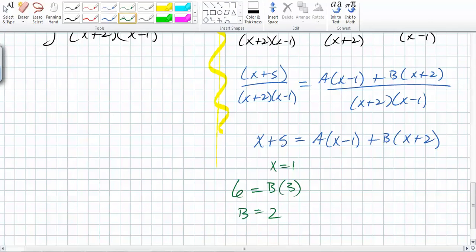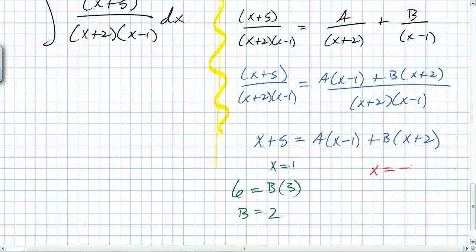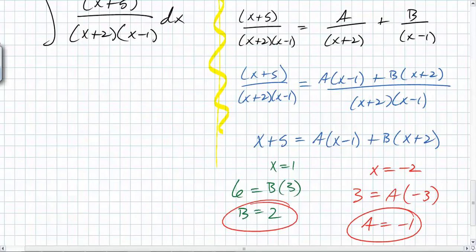2. And then I'm going to pull a random step out of thin air again. I'm going to say, how about x is equal to negative 2? In which case you get 3 is equal to a times negative 3. So a is equal to? Done. I'm giving you the quick way because this is called partial fraction decomposition.